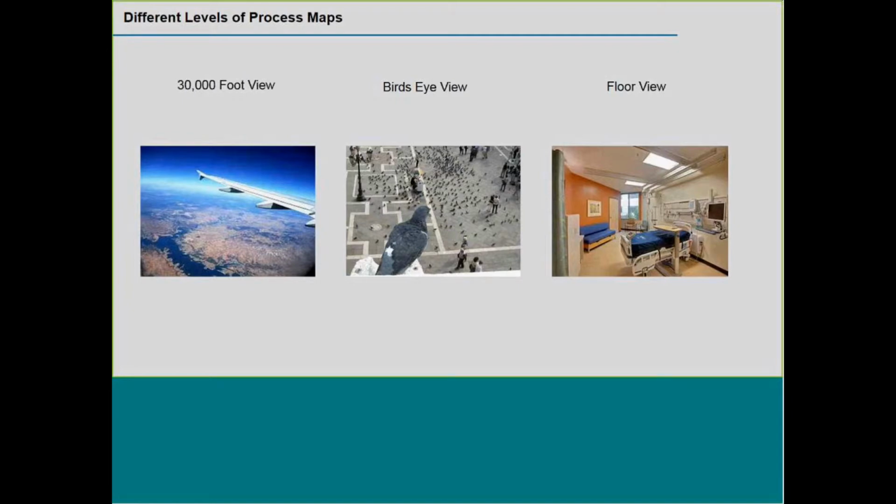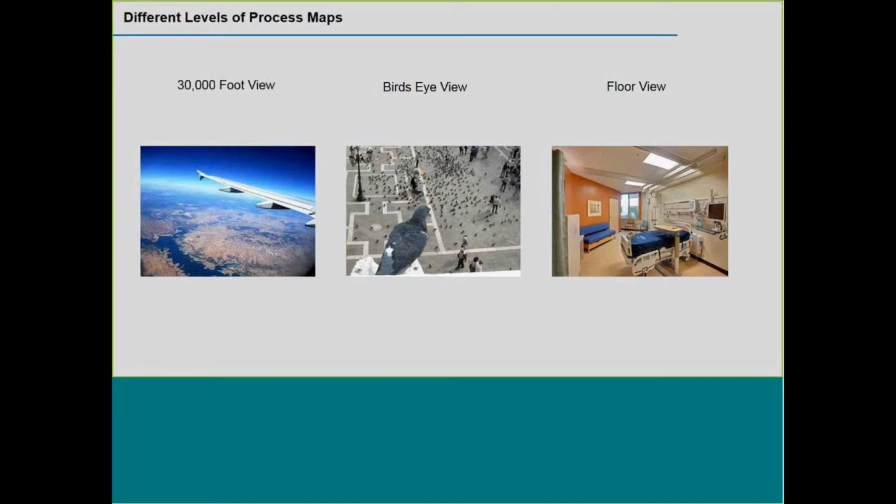We can then zoom in and do the bird's eye view, get a little bit closer, spend a little bit more time and add in a little bit more detail about that particular process flow. The more detail you provide in your process map, the better it will help you in your process improvement project. And then we can even get down to the floor level view, the ground view.